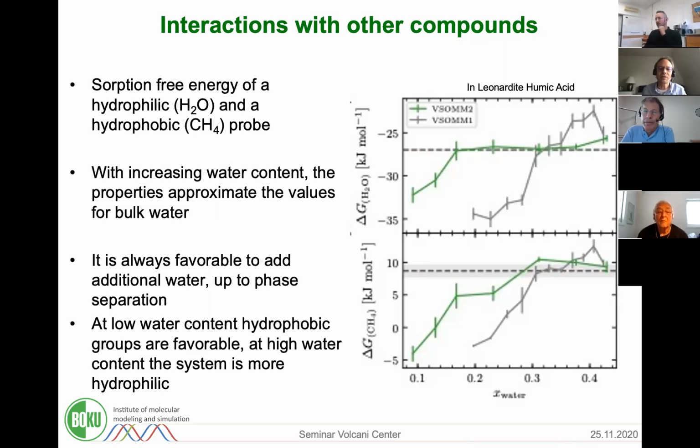The same here for the methane. If I have a very hydrophobic particle at very dry soils, it's very favorable to put in extra methane molecules. At higher water content, this approaches the free energy of inserting a methane in water, and it becomes unfavorable. So it's a positive value, so it doesn't want to go in there anymore. A methane molecule would not want to go into this sample. So dry samples are more hydrophobic, and wet samples are more hydrophilic because of the presence of these water molecules as well. But this also opens the way to do this for bigger molecules.